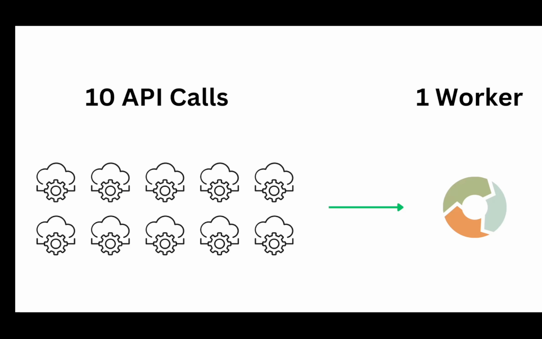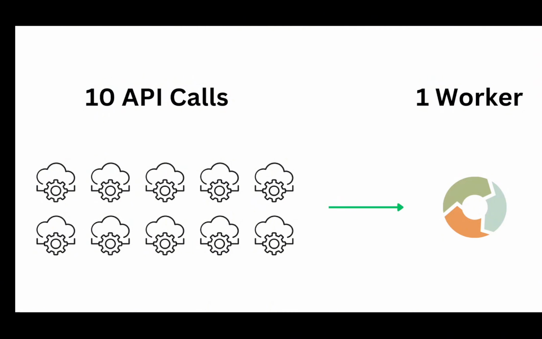Hello everyone. Today we're going to be solving a problem of getting data from multiple sources and returning back the combined results. We're going to be using Go's concurrency model to accomplish this. So let's get started. Alright, here we have 10 API calls that need to be processed.